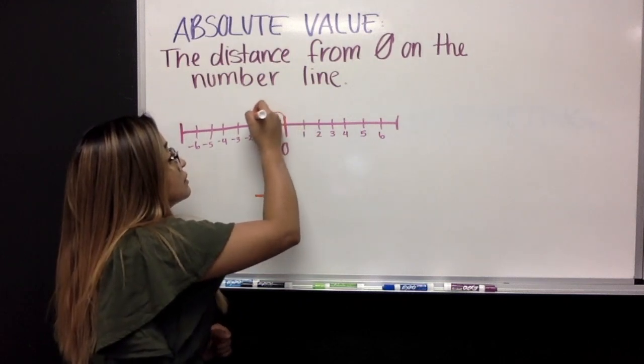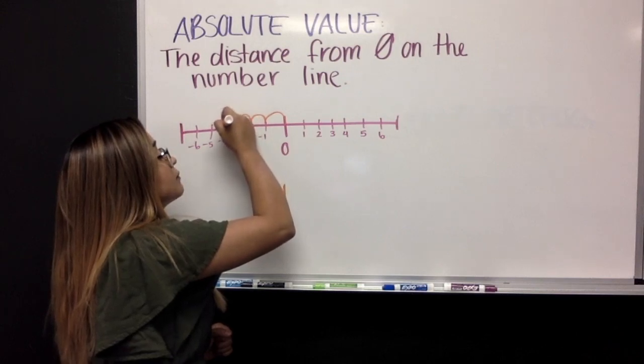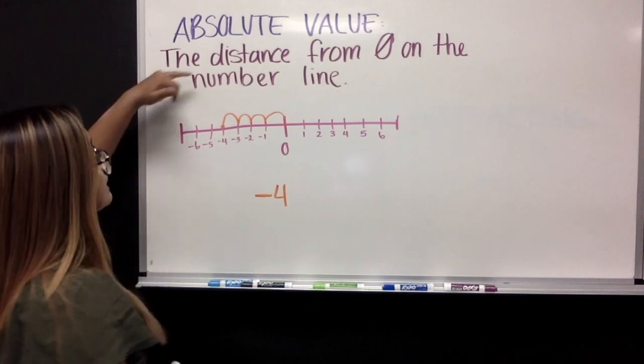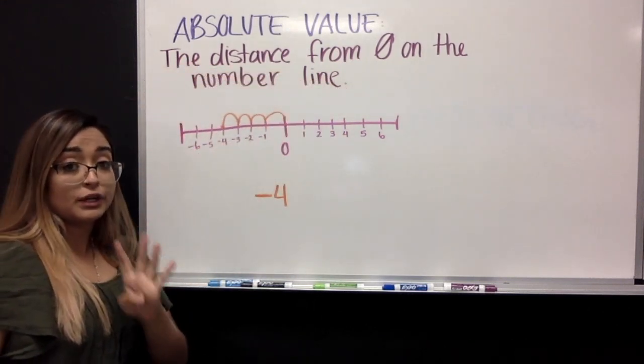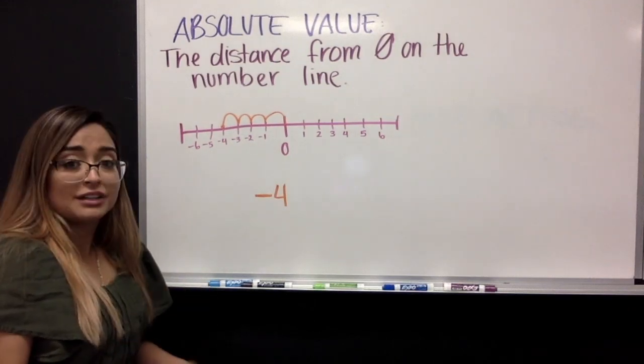1, 2, 3, 4. So, the distance from 0 to -4 is 4. So, the absolute value of -4 is 4.